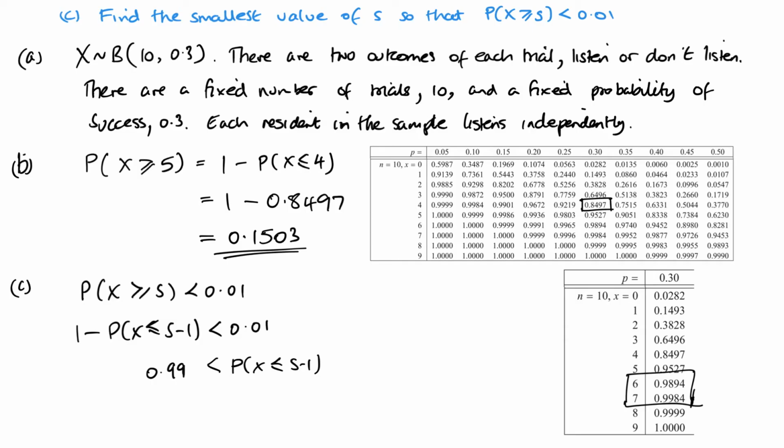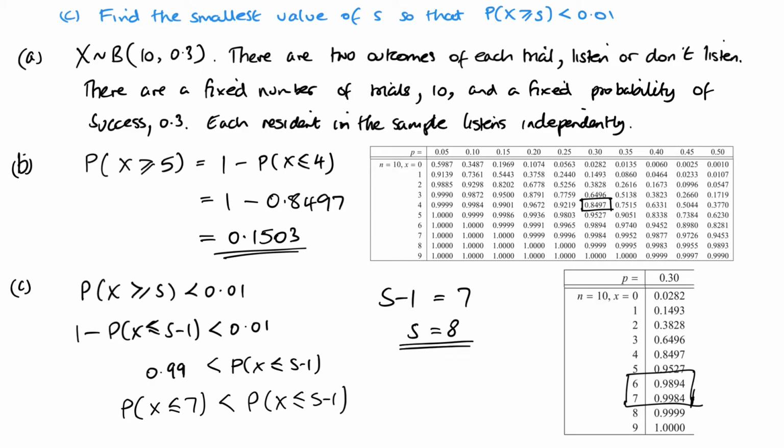Now, the one I want is clearly greater than, isn't it? Greater than the 0.99, so it's got to be the 7. So this is going to be the probability that x is less than or equal to 7, which helps me out, because now I can see that s minus 1 is equal to 7, so s must equal 8. And that's the scenario I'm in.